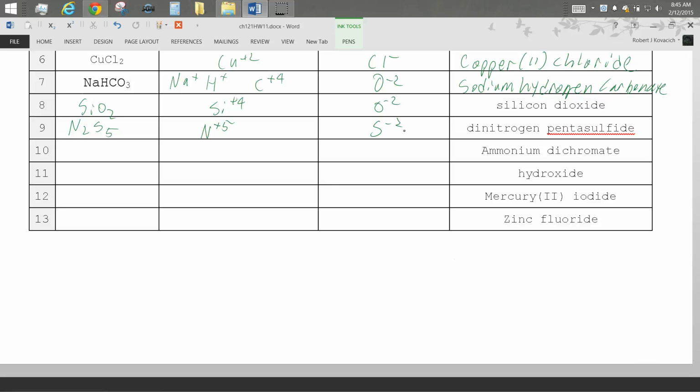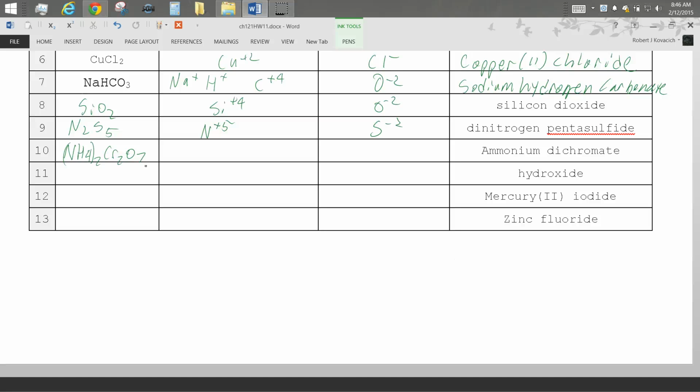Ammonium dichromate, what do we have for a formula for that one? So it's NH4, Cr2O7. Okay. Are we all right with that? Where's the O7? It's a 7. That's a 7.